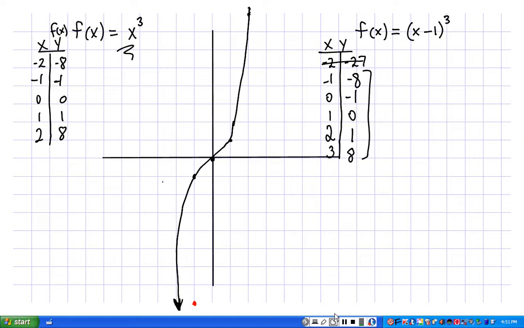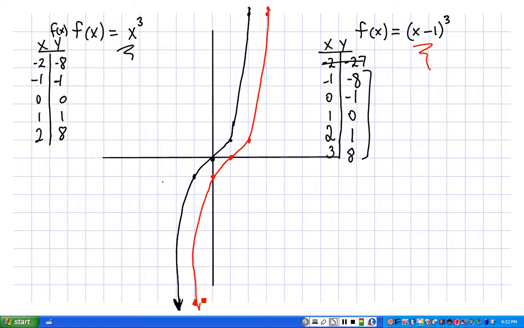Alright, so now go back to my points. I'm doing this function now. So I have my -1, -8, 0, -1, 1, 0, 2, 1, and then 3, 8. So that gives me a function that looks like this.